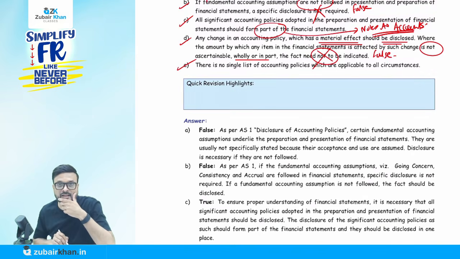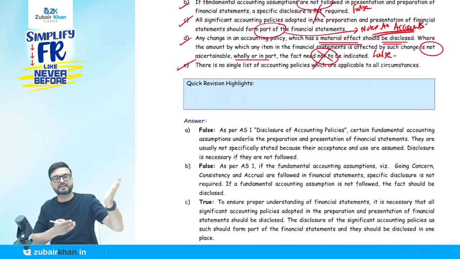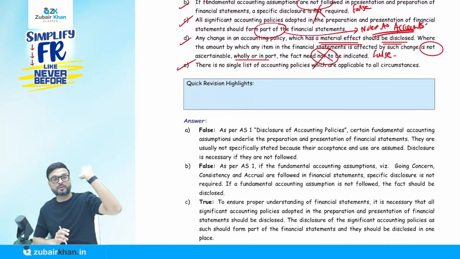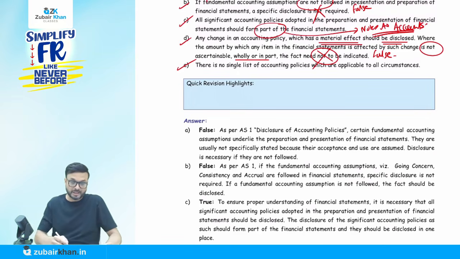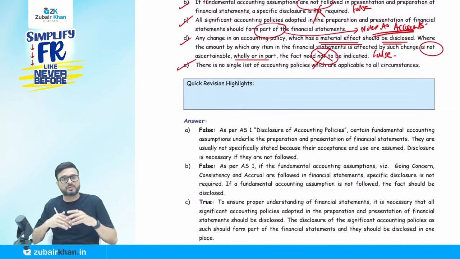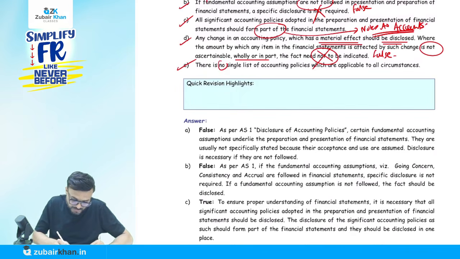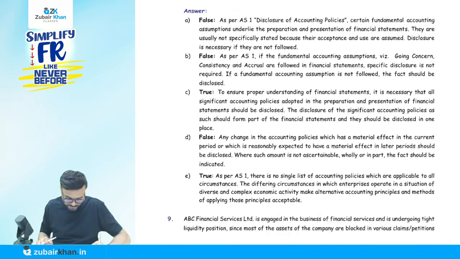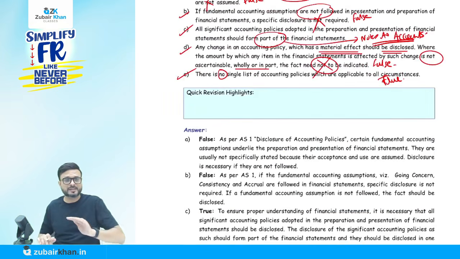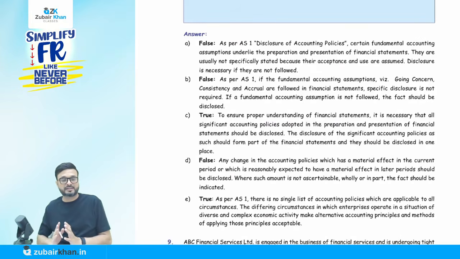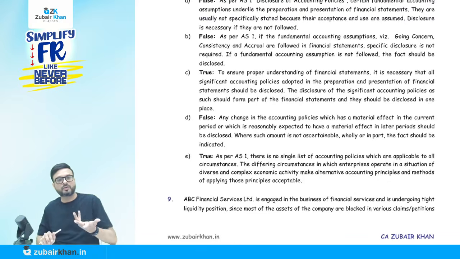Now, there is no single list of accounting policies which are applicable to all circumstances. Correct? I told you that. We cannot give a single list that is going to be applicable universally. No. Everyone has to decide which accounting policy is more suitable to them. FIFO might be suitable for me, weighted average might be suitable for you. Therefore, there is no single list. Correct. Therefore, the answer of E is true.